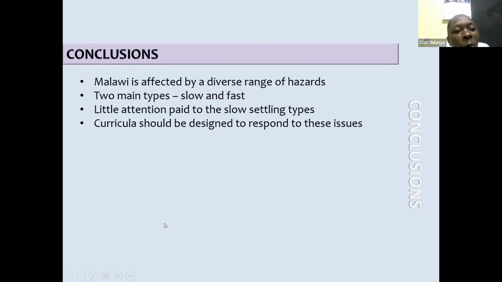So in conclusion, from what I said, we can see that we have a diverse range of hazards present in this country, both slow and fast ones. But we see that there's little attention perhaps being given to slow settling hazards. And we also need to have curricula that are designed to respond to various hazard issues in the country.